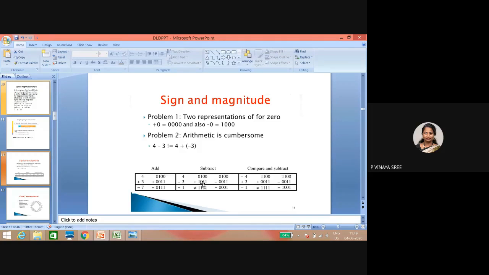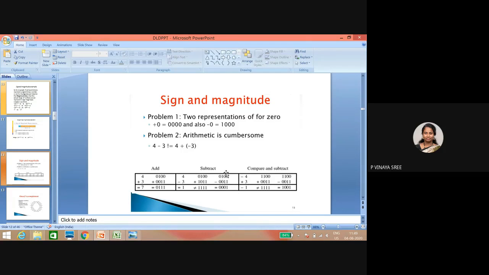Minus means MSB is 1, so minus 3 is 1 0 1 1. Just now we discussed the same example. What are we performing? We are not performing subtraction. Like we have done in ones and twos complement, a minus b we converted to a plus minus b. So here, instead of doing subtraction, we are doing addition. But what is happening here? We are getting some other answer which is completely wrong. But if we do subtraction, will we get the same answer? Yes, we are getting the answer 1.